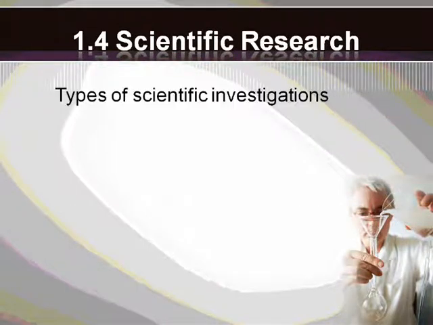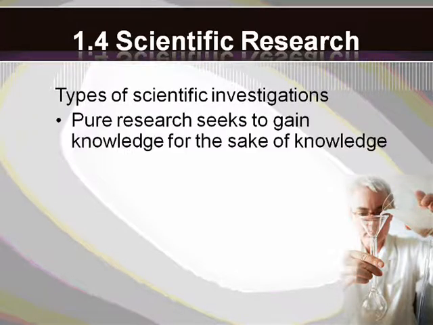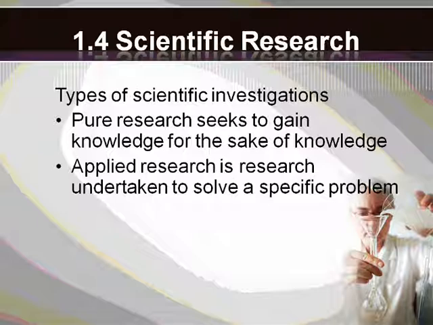Now, lastly, let's talk about scientific research very quickly. There are different types of scientific investigations. One is pure research. This is when you just want to learn something new, or there's one type of area that you want to learn more about, and you're just doing research just to gain knowledge. Another type of research is applied research. This is when you have a certain problem, and you want to find the answer to that problem. And so this is called applied research, when you're researching and investigating to find the answer to that problem.